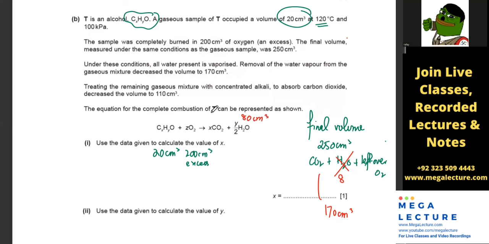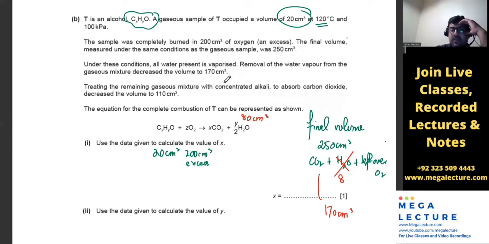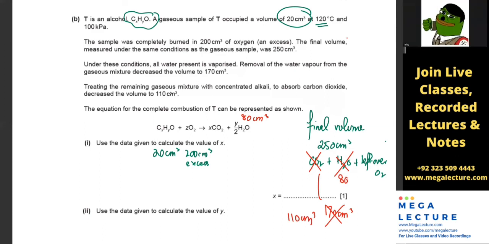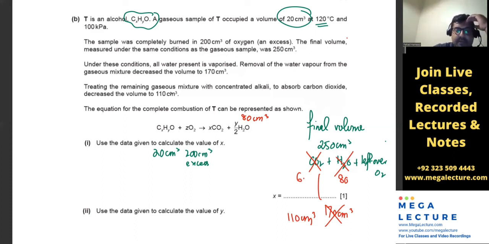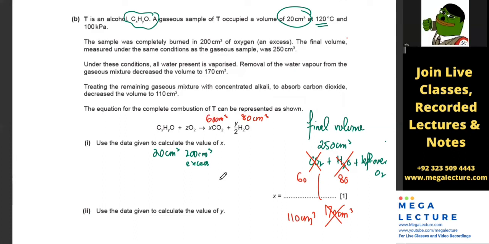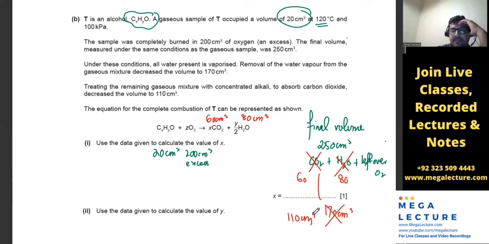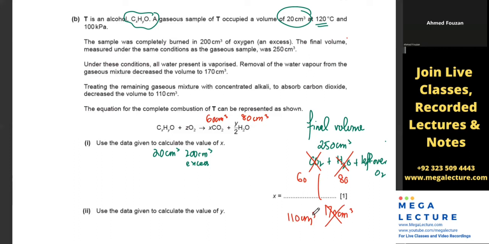And then he says that treating the remaining gases with concentrated alkali to absorb the carbon dioxide decreased the volume to 110. So when you got rid of the carbon dioxide, the volume decreased to 110 cm3. So how much carbon dioxide did you have? 60. Okay, so you had 60 cm3 of carbon dioxide. And what is that 110 that's left at the end? Oxygen. Okay, that's the oxygen.